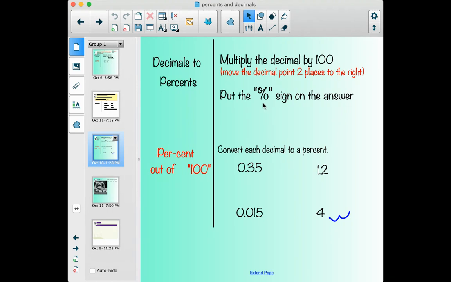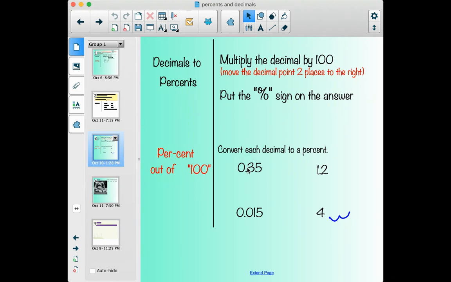Well, this may not be terribly surprising, but when we're going the other way, going from a decimal to a percent, we're just going to move it to the right instead of to the left. So we're still moving two places because percent is all about 100. This time we're multiplying by 100 instead of dividing by 100. So it moves to the right, and then we're going to slap a percent sign on there. So let's do some examples.